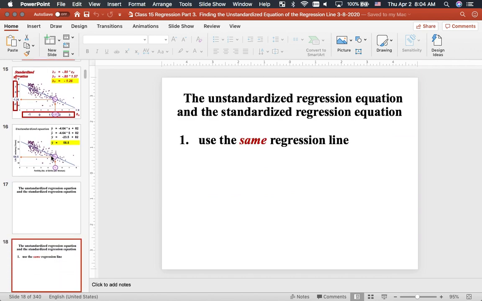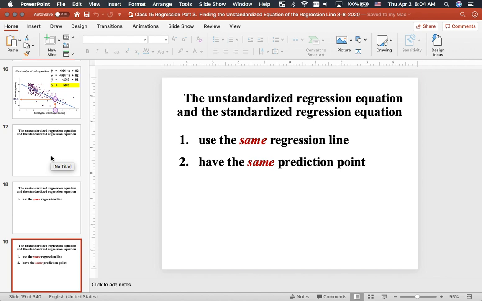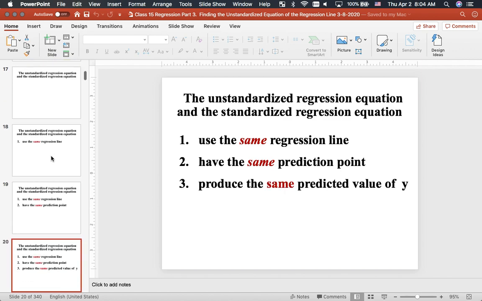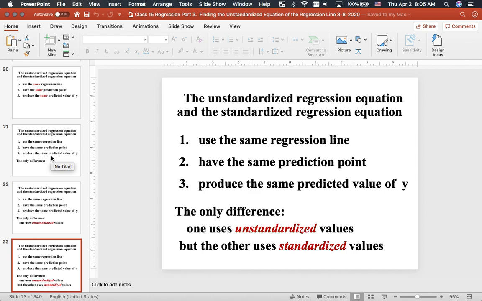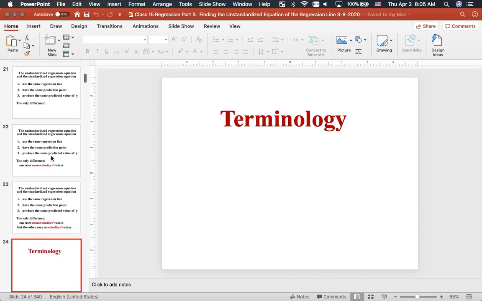So this is really important to remember. The standardized regression equation and the unstandardized regression equation use the same regression line. They have the same prediction points, and they produce the same predicted value of y. The only difference is that one uses unstandardized values and the other uses standardized values. So you need to make sure you're familiar with terminology.